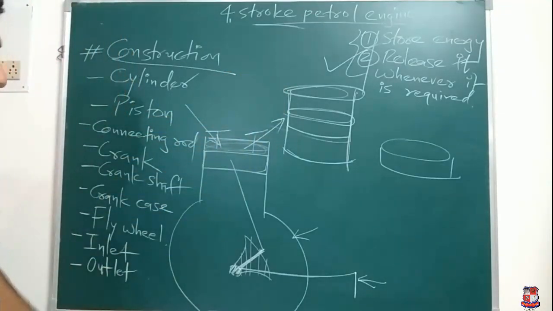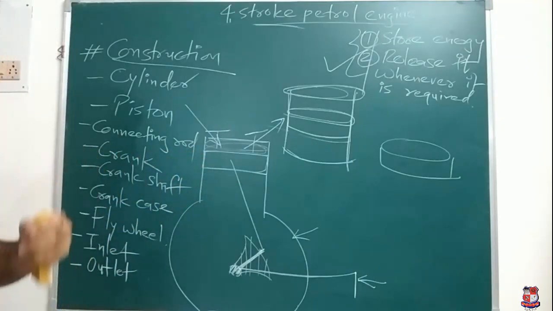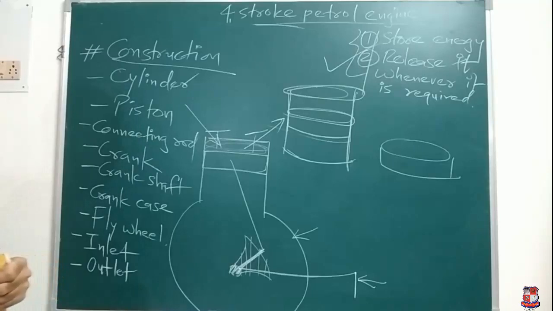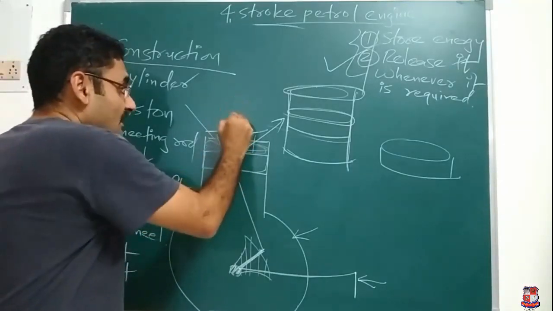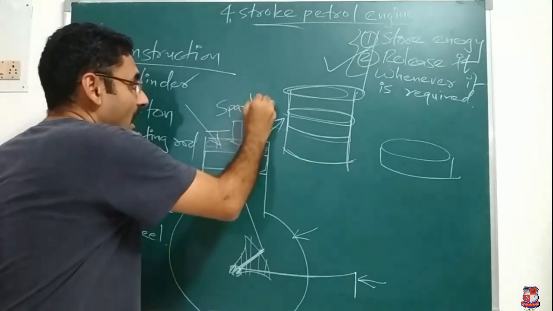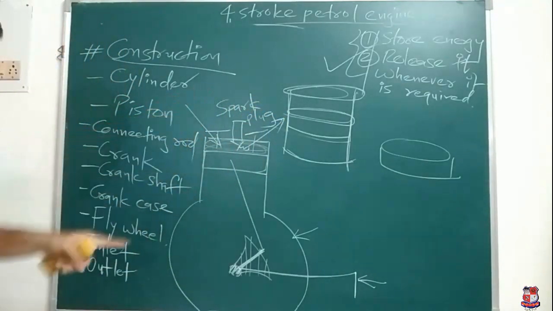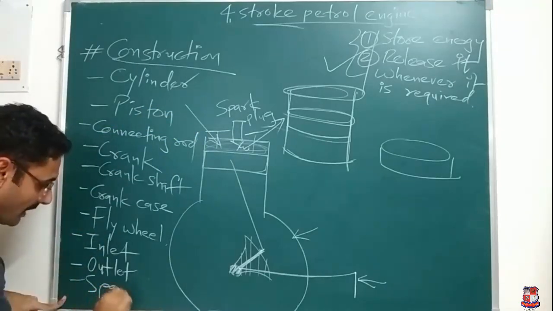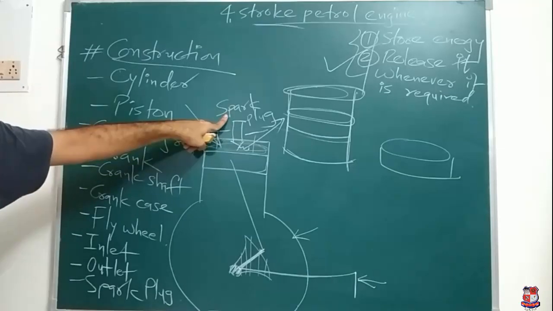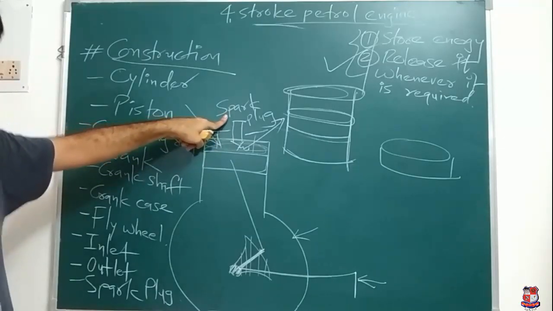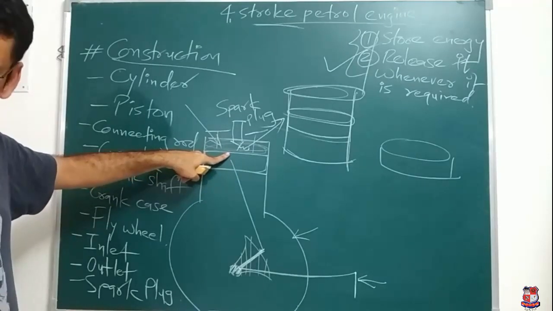rejected. Now, if you want to combust the fuel, to fire the fuel, to get the ignition of the fuel, it is possible by using one plug which is known as spark plug. So over here, I will write spark plug. What is the use of the spark plug? It is such a plug which is used to provide a spark for the ignition of the fuel. Clear about the use of the spark plug?